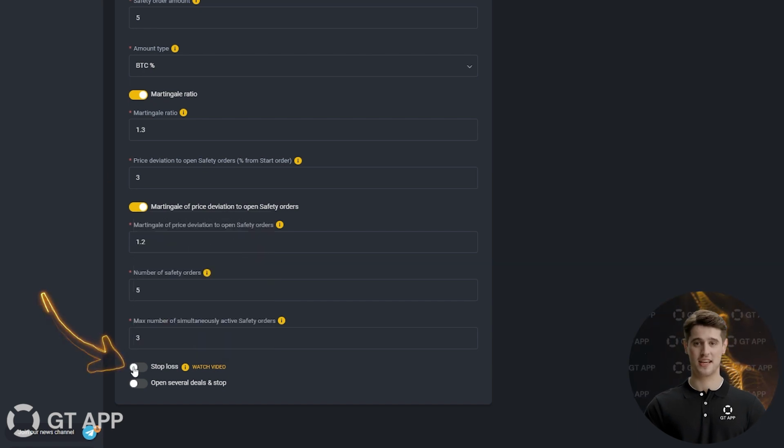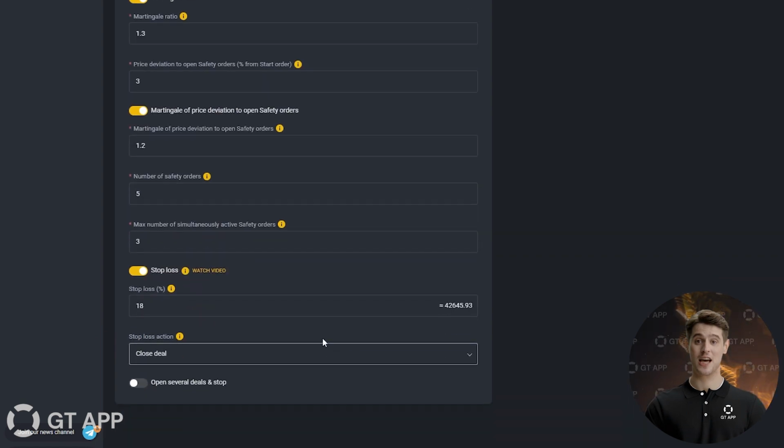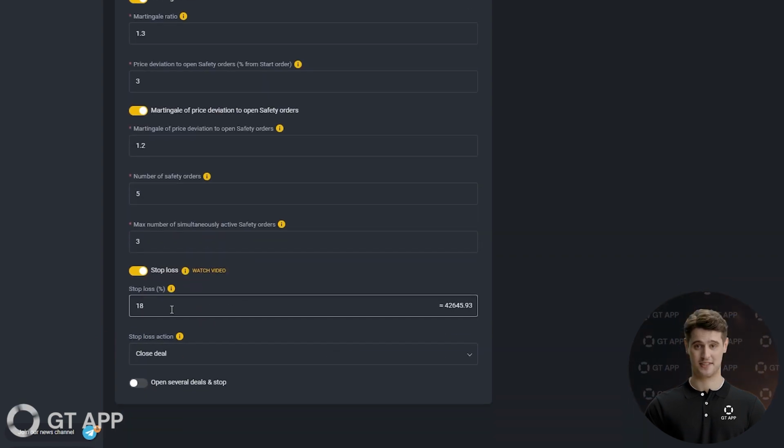The next switch is Stop Loss. If enabled, when the price deviates against you by the specified percentage, the trade will automatically close with a loss. However, it may save the rest of your funds. Whether to use this function or not is up to you. Most of our traders use the DCA, dollar cost averaging strategy, and do not use stop loss.